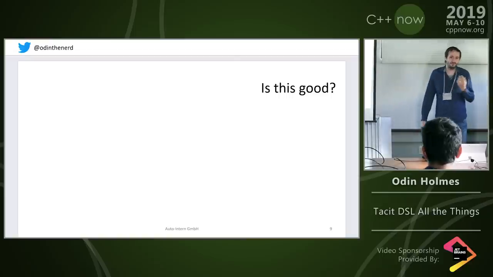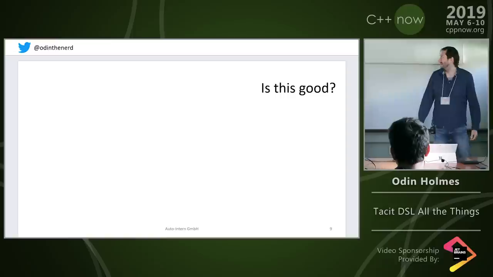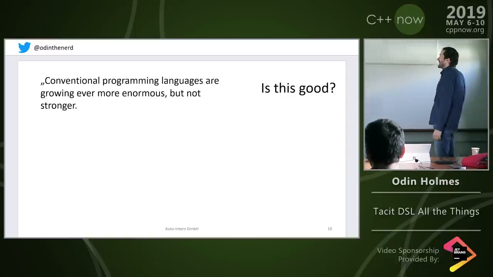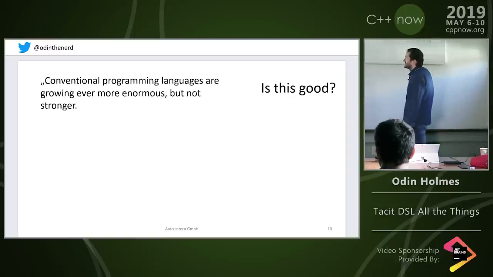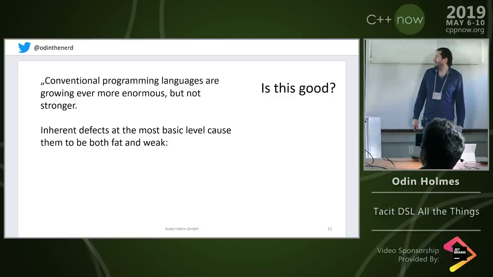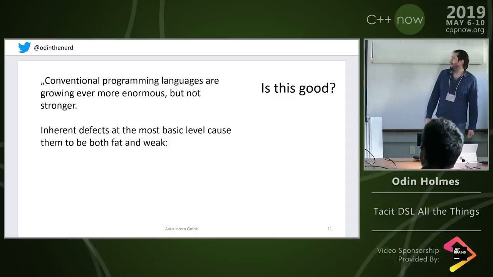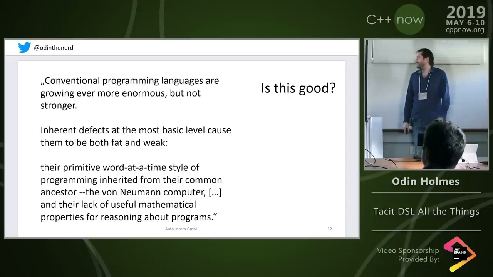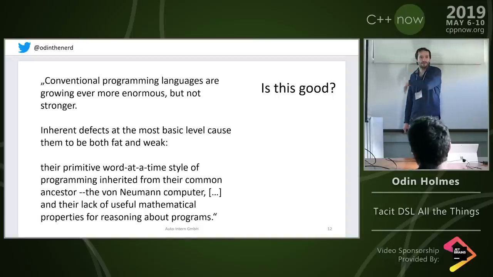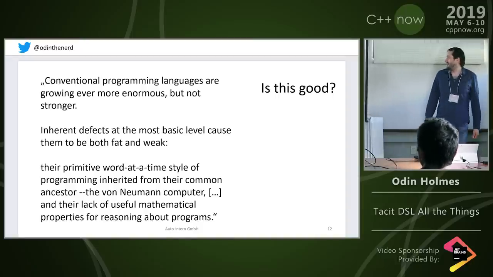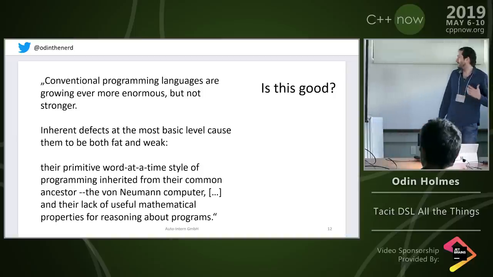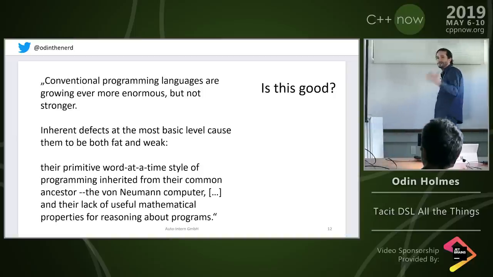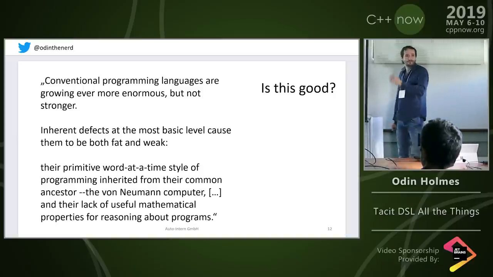And some of you are going to recognize this quote, right? "Conventional programming languages are growing ever more enormous but not stronger. Inherent defects at the most basic level cause them to be both fat and weak, right? Their primitive word-at-a-time style of programming inherited from their common ancestor, the von Neumann computer, their close coupling of semantics to state transitions, their division of programming into a world of expressions and a world of statements, their inability to effectively use powerful combining forms for building new programs from existing ones, and their lack of useful mathematical properties for reasoning about programs." Right? So he lists, you know, C++, among other things.